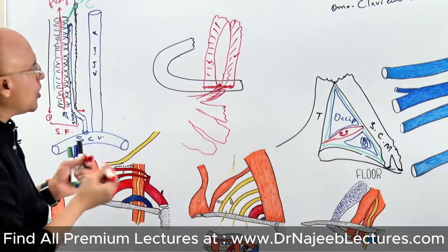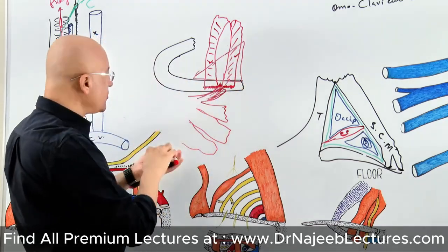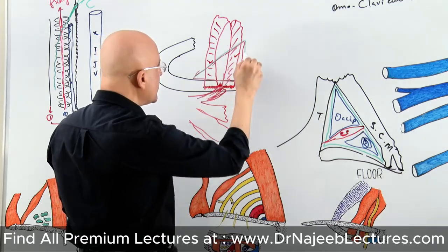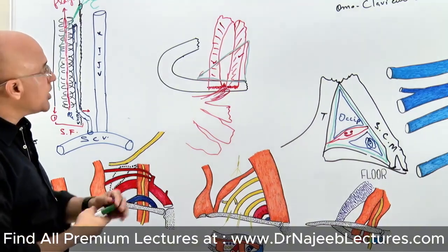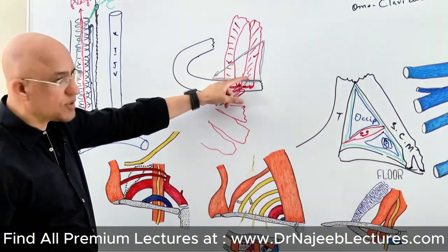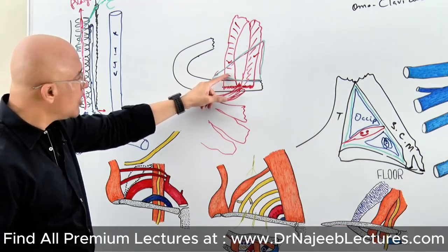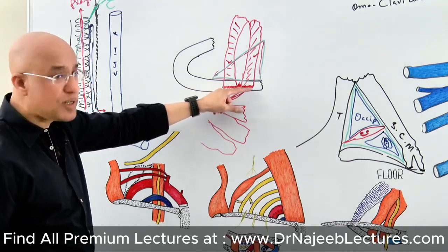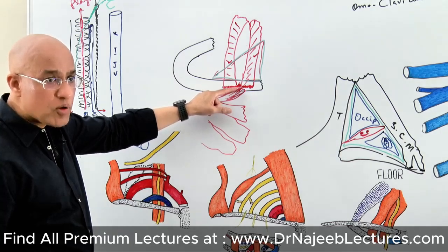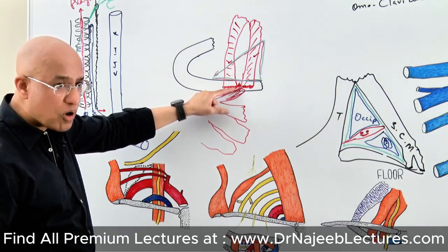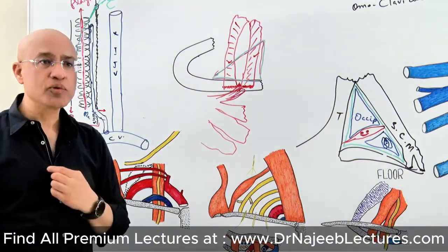So if someone asks you, what is in the floor of this triangle, right? So this is the triangle. Now this is the floor exposed. A good student will tell you that there is scalenus anterior, part of scalenus medius, part of the first rib, and a part of the first digitation of serratus anterior muscle. But I want to know something more important.